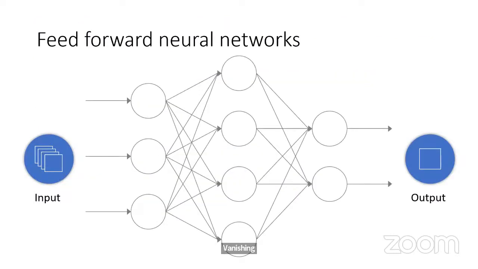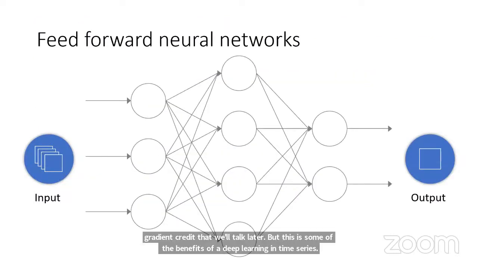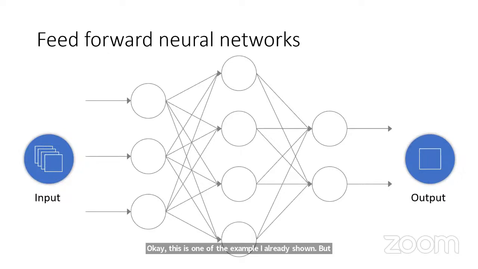This is one example I already showed, but we give it a special name. We call it a feed forward neural network, because every output in a layer depends upon the input from another layer, and the sequence always goes from one direction to another. So we call it a feed forward network.